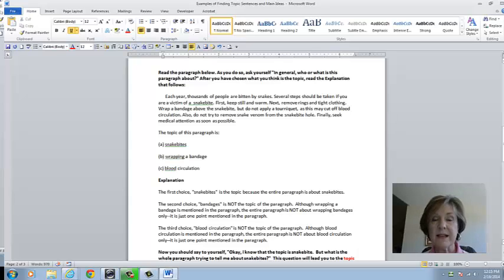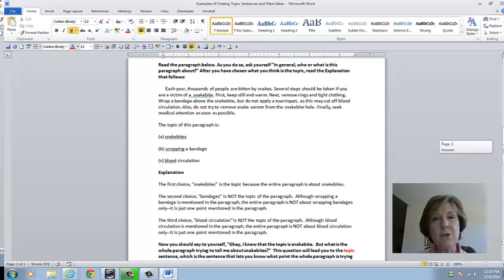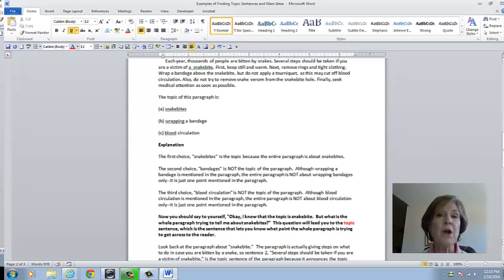Let's just use an example. Here's the first sentence. Let's go through the steps you should go through when you are identifying the main idea. The first choice, snake bites, is the topic, because the entire paragraph is about snake bites.